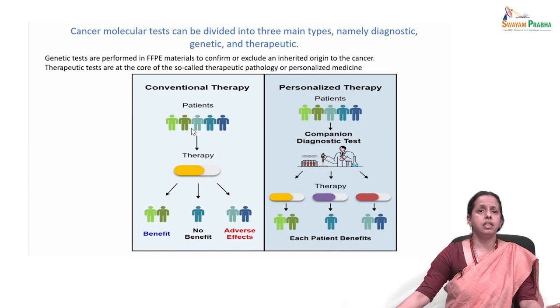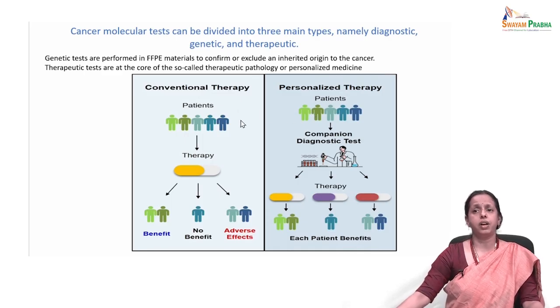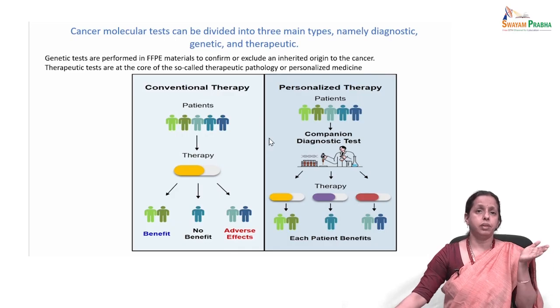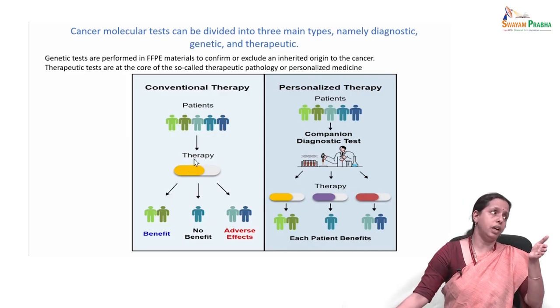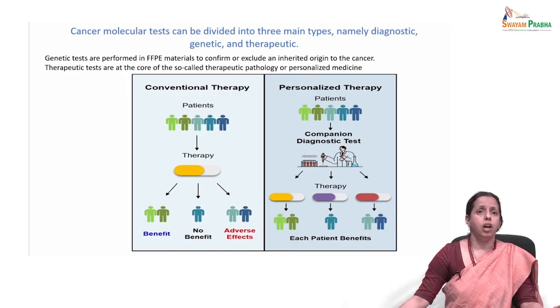Like diagnostic tests, for example, genetic tests are performed on FFPE materials to confirm or exclude an inherited origin of the cancer. So, they are the so-called therapeutic pathology or personalized therapeutic tests. This is called personalized therapy. So, cancer molecular tests usually are divided into mainly diagnostic, genetic and therapeutic. Diagnostic tests are used because pathologists have difficulties in placing the right diagnostic label on the individual person. Now, the individual will no longer be only diagnostically categorized, but molecularly categorized, which is very, very important. This is a very clear, important thing.